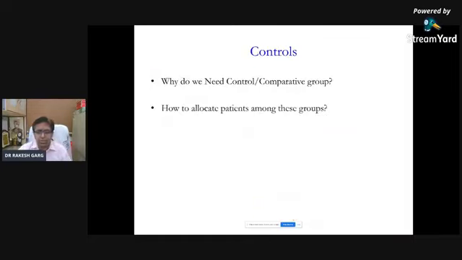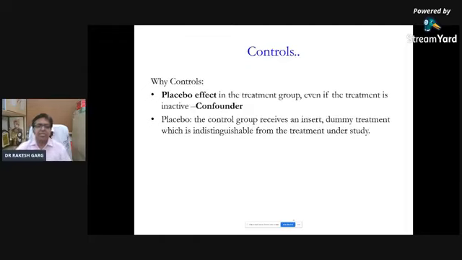So why do we need a control group? I said in the PICO, we need a control group and how to allocate patients in these groups. Now, it has been seen that sometimes there is something called the placebo effect. So placebo effect could be seen in the study group. It could be in the experimental group. So we do not know what type of effect it is.